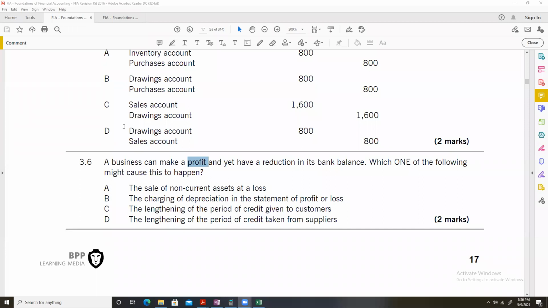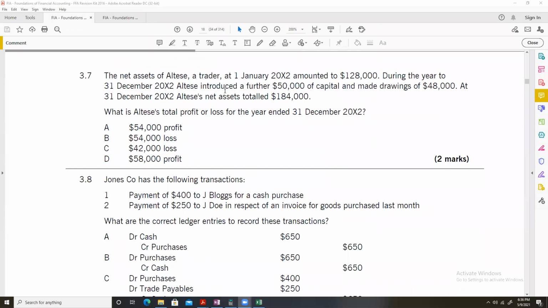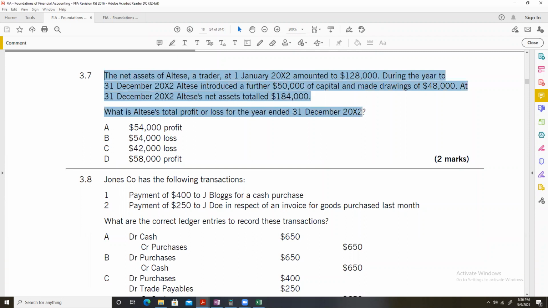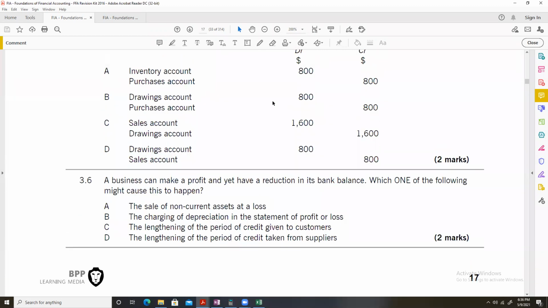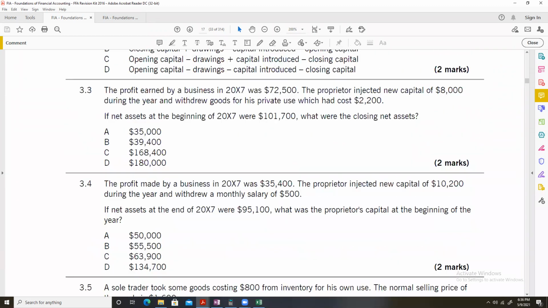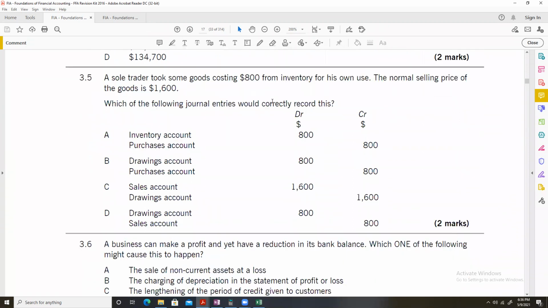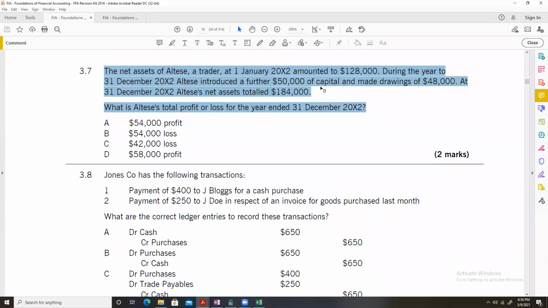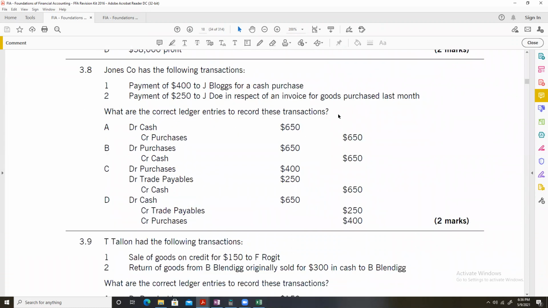Now moving forward. This is another question similar to the questions that I have already solved, like question 3.3 and 3.4. So I hope that you should be able to do this question yourself. Now, Jones Company has the following transactions: payment of $400 to Blogs for cash purchase. Payment of 250 to DOE in respect of an invoice for goods purchased last month.